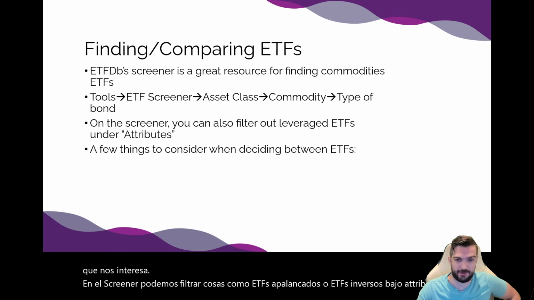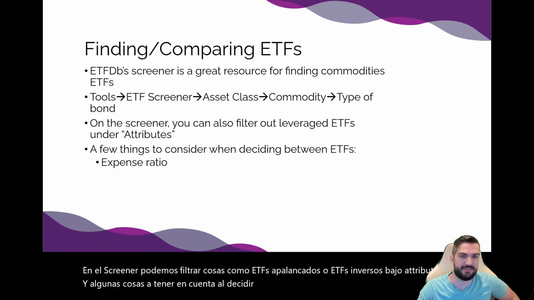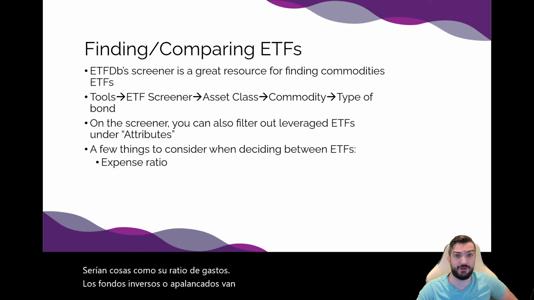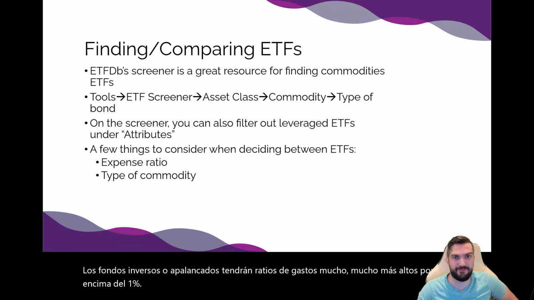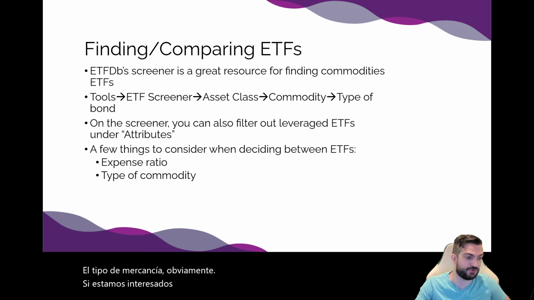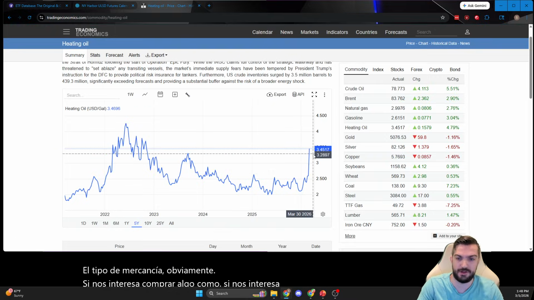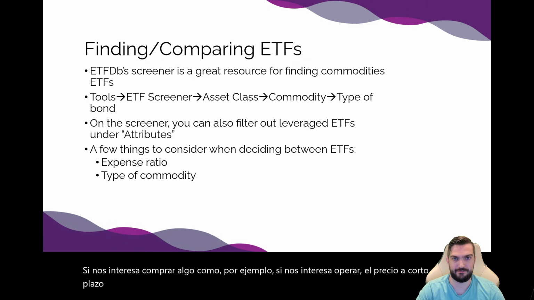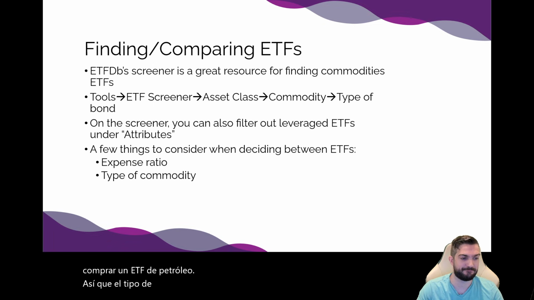And a few things to consider when deciding between them would be things like their expense ratio. Typically, inverse funds or leveraged funds are going to have much, much higher expense ratios, above 1%. The type of commodity, obviously. If we're interested in trading, for example, the short-term price swings in oil, you're not going to buy a wheat ETF. You're going to buy an oil ETF.